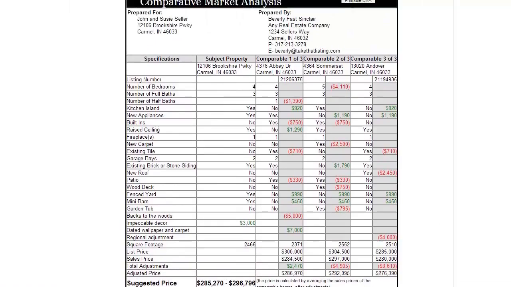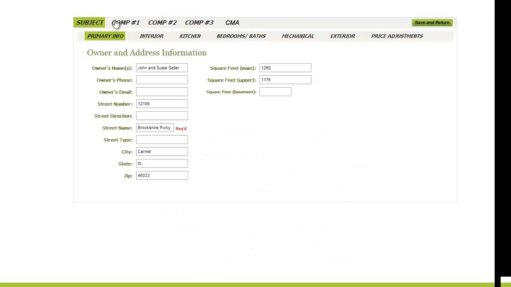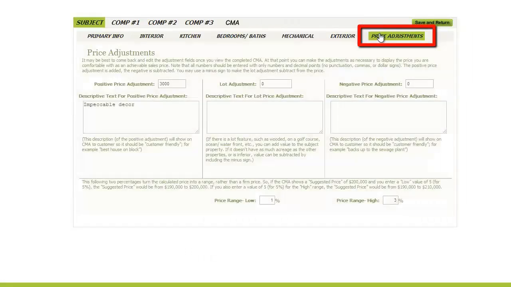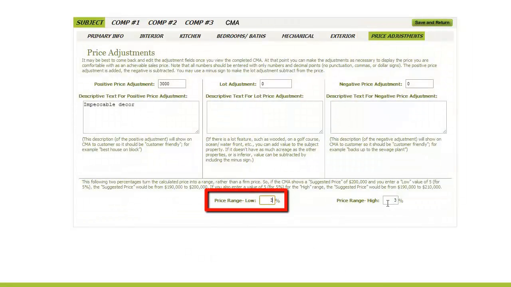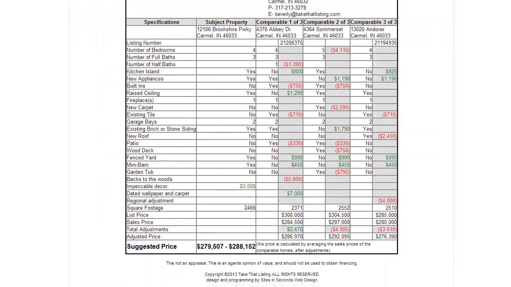But let's say the inverse is true. Let's say the subject is really not as nice as the other comparables. It's very plain. There's really nothing special about it. I can go back to the subject under the price adjustment, and I'm going to say now this could sell for 3% below the 288 number and no percent above. And again, agents, these numbers are totally at your discretion. Whatever numbers you type in there will now be reflected on the price range.